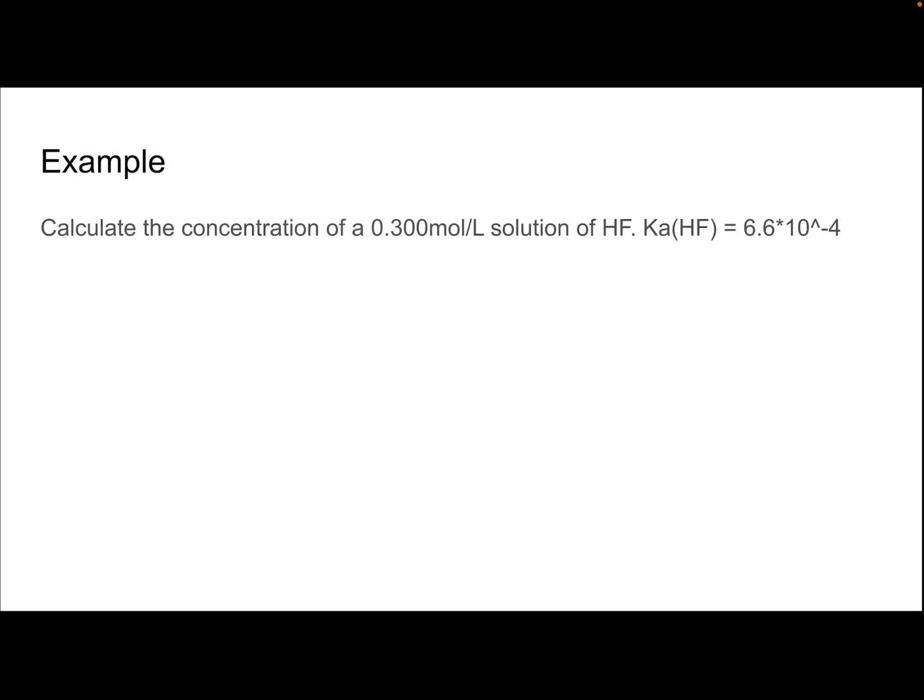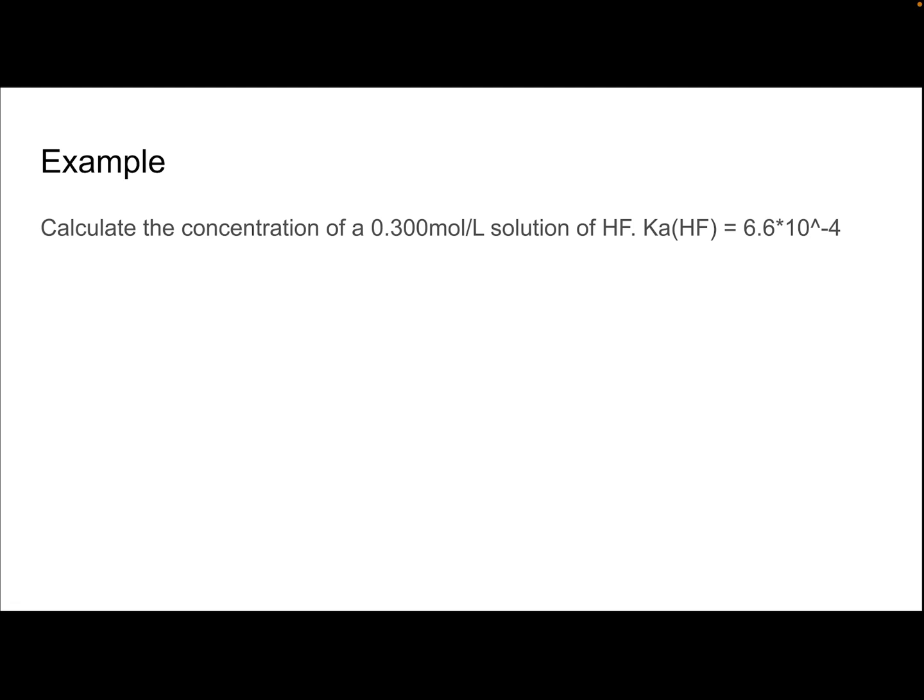So let's just do a quick example here. Calculate the pH of a 0.3 mole per liter solution of HF. That's meant to say pH. Apologize for that mistake. So we know that the Ka of HF is 6.6 times 10 to the power negative 4. So you can try pause this video and give it a try. And when you're ready, you can keep watching to find out the answer.